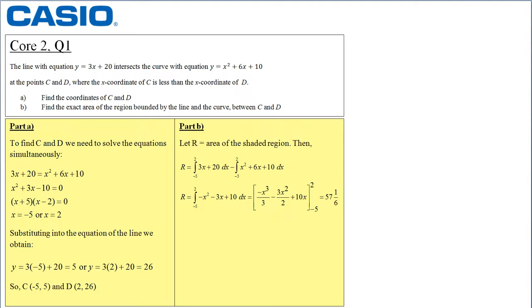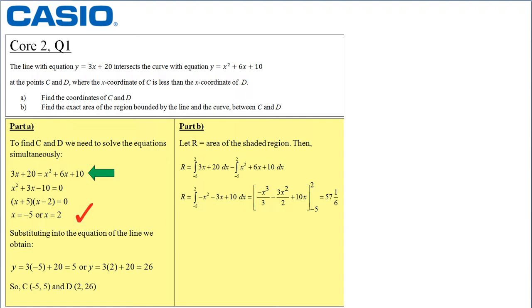In part A of question 1, I need to solve the simultaneous equations in order to find the points of intersection. You can see that I obtain a quadratic in x, which actually factorises, meaning I obtain the values x equals minus 5 or x equals 2.